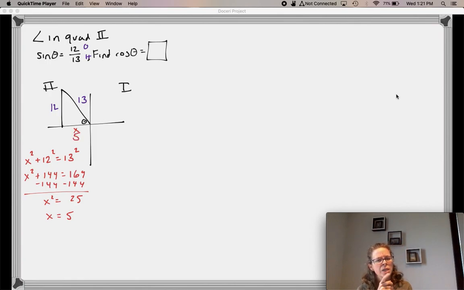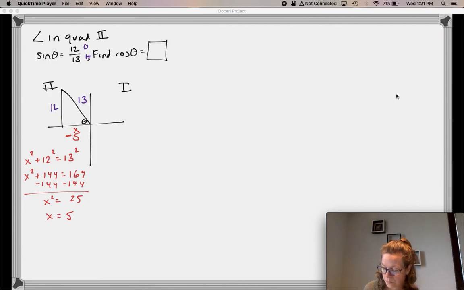But when we look at that picture, 5 seems like the right measurement, but remember in the last lesson we talked about how direction is important, and that x is going to the left, so that needs to be a negative 5. So we have to be careful of our positives and negatives. That's why it matters what quadrant we're doing this in, because of those positives and negatives. So this x is actually a negative 5.